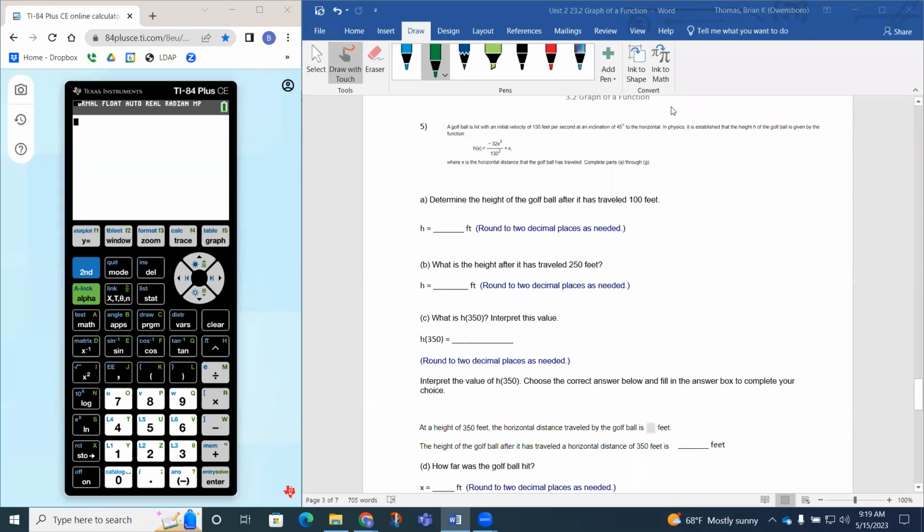So question 5, we have an application. A golf ball is hit with an initial velocity of 130 feet per second at an inclination of 45 degrees to the horizontal. In physics, it is established that the height h of the golf ball is given by the function h of x equals negative 32x squared divided by 130 squared plus x, where x is the horizontal distance that the golf ball has traveled. Complete parts A through G.